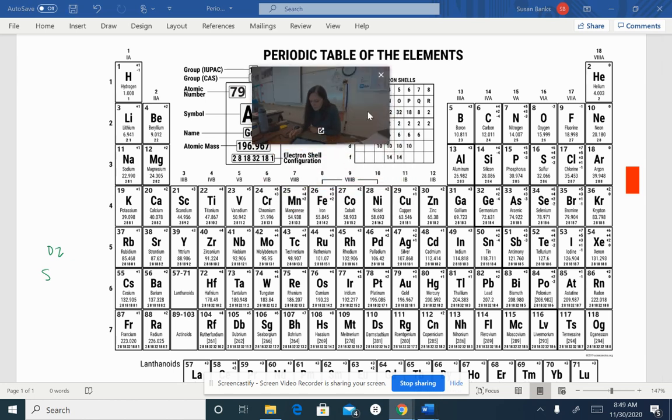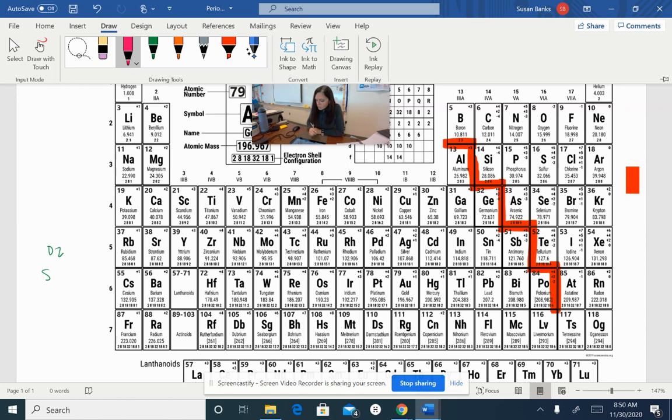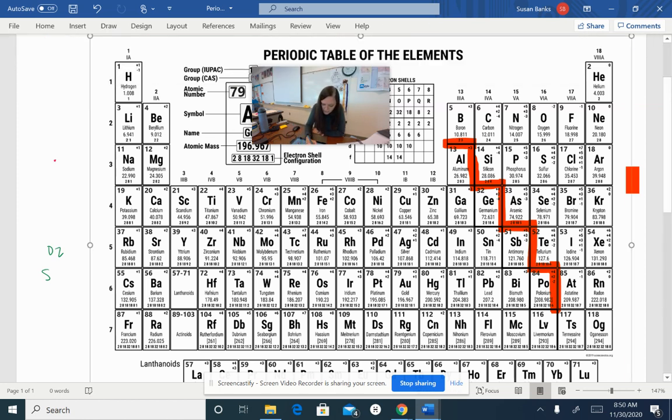When we put in the metal line, we always start right under boron, and then we just start making stair steps through that periodic table. I'm not going to continue it on because all of these elements down here at the bottom row are synthetic elements, so we're not really going to worry about those so much. So things here to the left are metals.